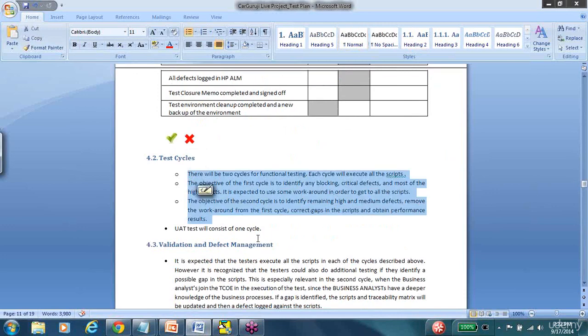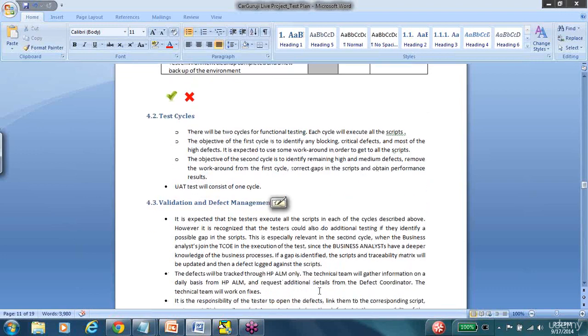And then about the test cycles. This is saying that there are 2 levels of functional cycle, 2 cycles. So same thing again, we are repeating. UAT will just be 1 cycle. UAT is, again, most of the time 1 cycle only. There will not be a repetition ever.